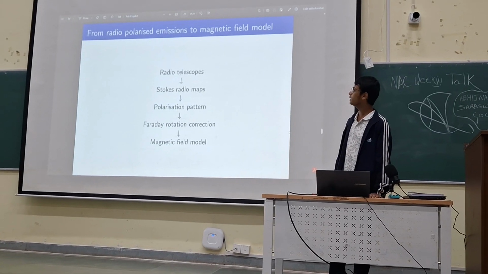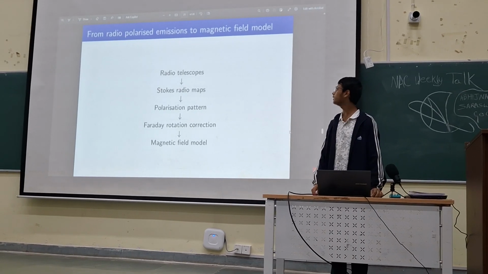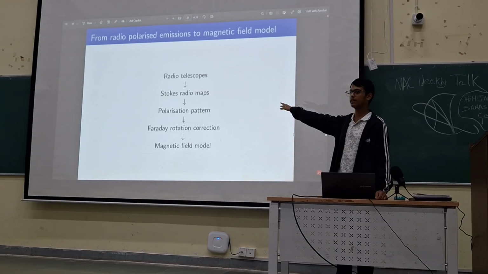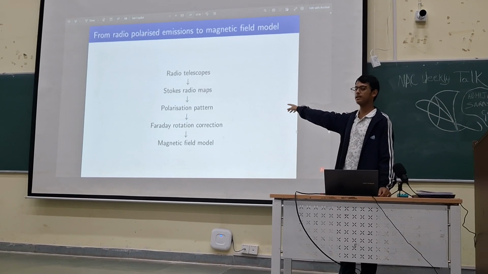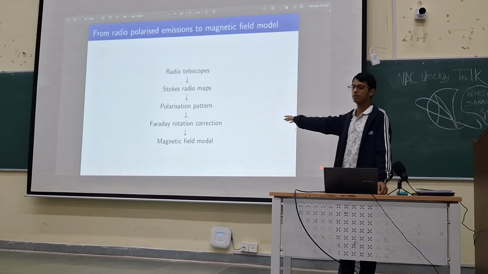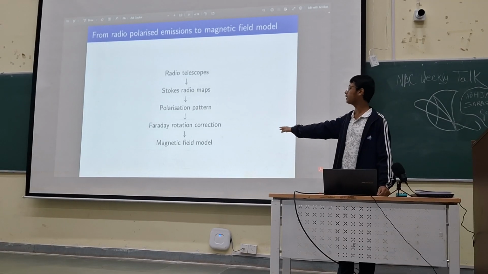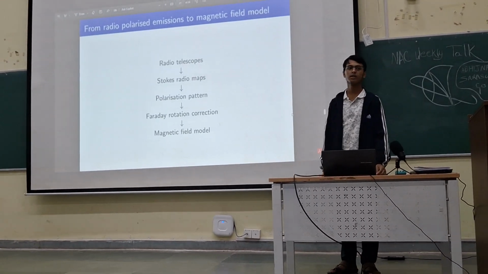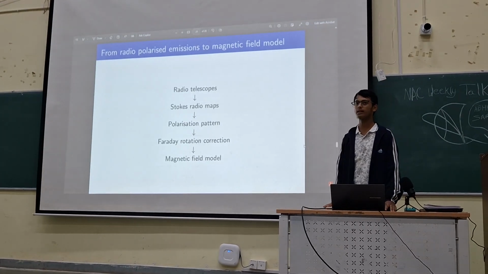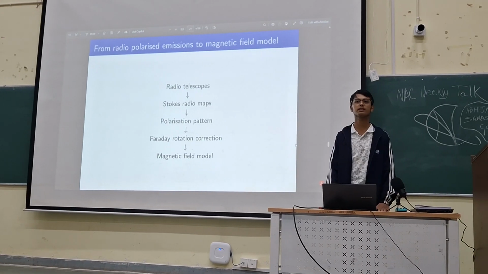The basic pattern followed by astronomers to find the structure of the magnetic field is that they first have the radio telescopes, from which they obtain the Stokes radio maps. From these Stokes radio maps, they obtain the polarization pattern, from which they do this Faraday rotation correction. And then they use the magnetic field model to determine the field parameters. So they determine the structure of the magnetic field in the galaxies. This is the general procedure.